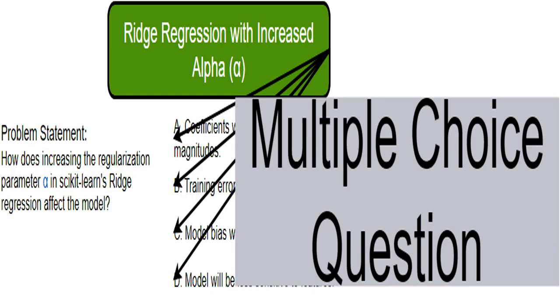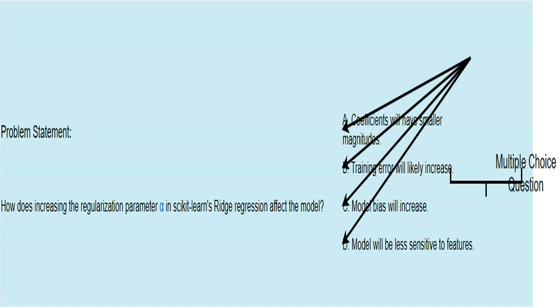This is a multiple-choice question testing your understanding of how changing the regularization parameter, alpha, in ridge regression affects the model. We'll look at how it impacts the model's coefficients, error, bias, and sensitivity to features. Let's dive in. I observe that when you increase alpha, the penalty for large coefficients gets bigger. This forces the model to shrink those coefficients towards zero, making them smaller in magnitude.